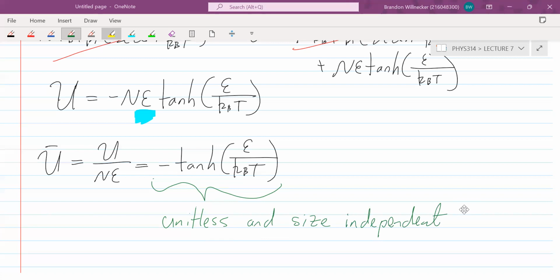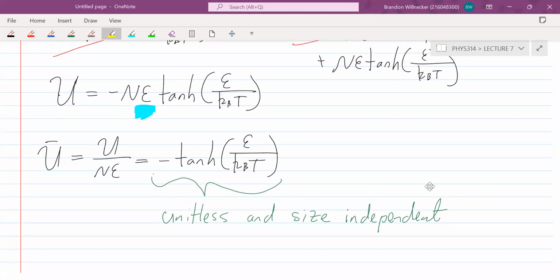Just for example, if you calculate this over here, and you want to work out what is the internal energy for a system of 10 particles or 1,000 particles, you don't need to recalculate anything. You just multiply by the size of the system, and then that will give you the value you're looking for. Again, because it's extensive, if you have two subsystems added together, you just add the results. Any questions on this one?